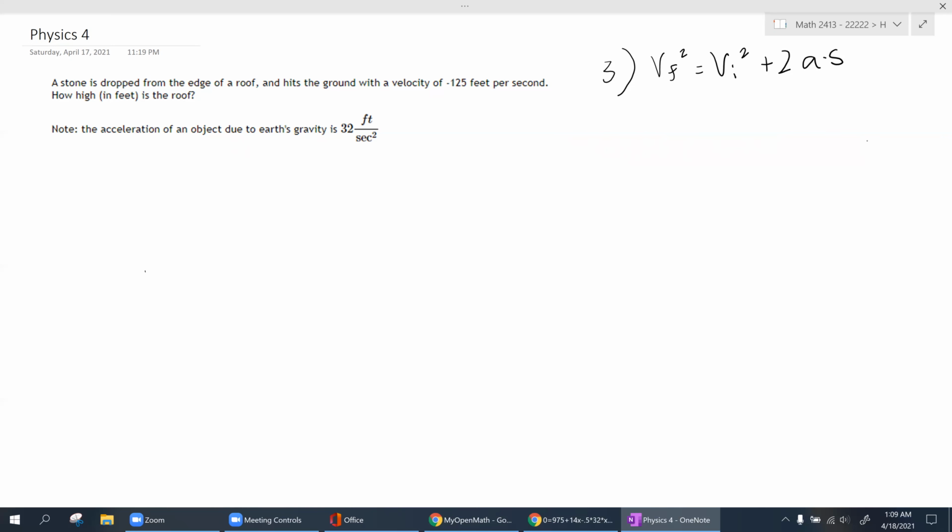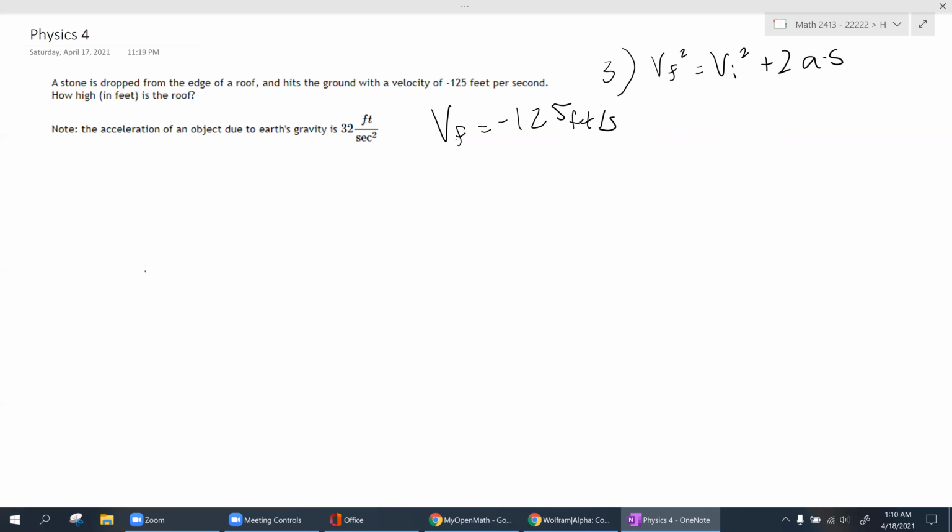You're told that a stone is dropped from the edge of a roof and hits the ground with a velocity of -125 feet per second, so that is my final velocity. How high is the roof? What am I told? The stone hits the ground with a velocity of 125 feet per second.